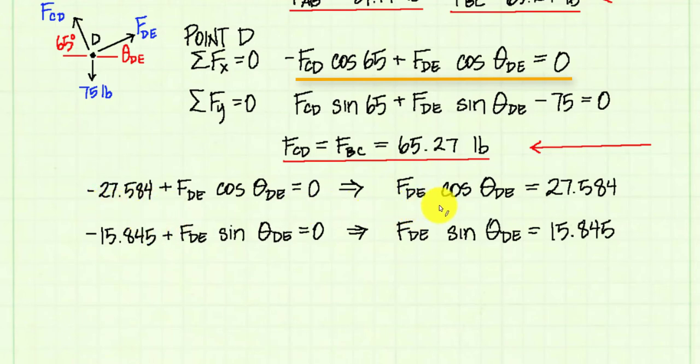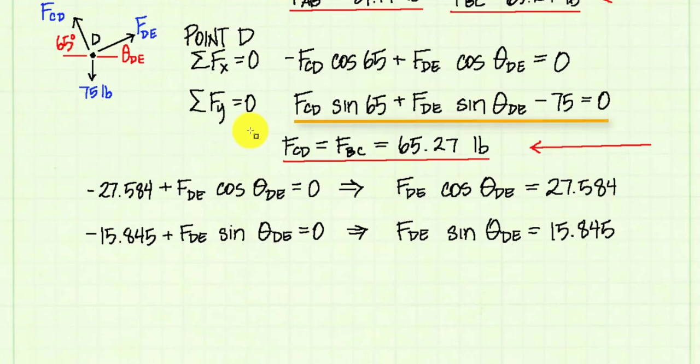Then I rewrote the equation to put all of my unknowns on the left side and my known constant on the right. Then for the second equilibrium equation, in the y direction, I substituted in 65.27 for FCD times the sine of 65, then subtracted 75 from that, and that gave me my negative 15.845. And then I rearranged the equation in this form. Now I've got 2 equations with 2 unknowns.